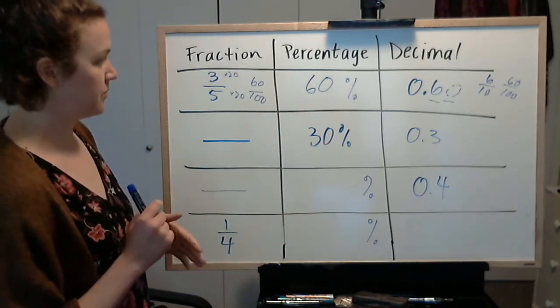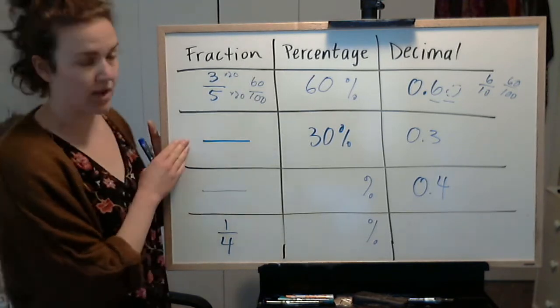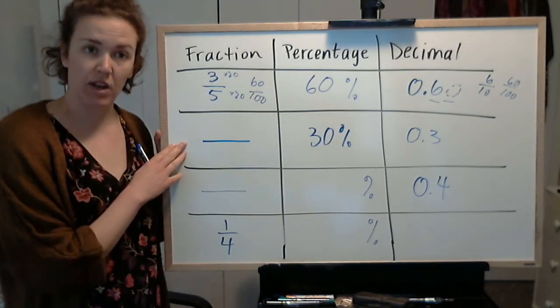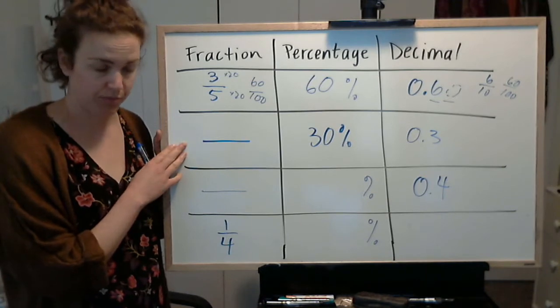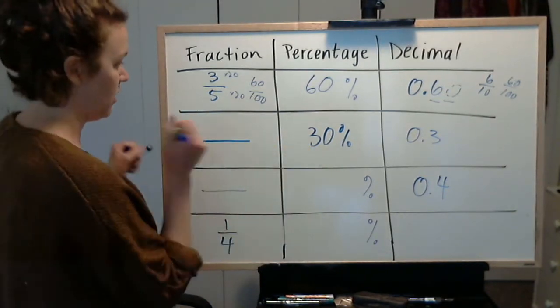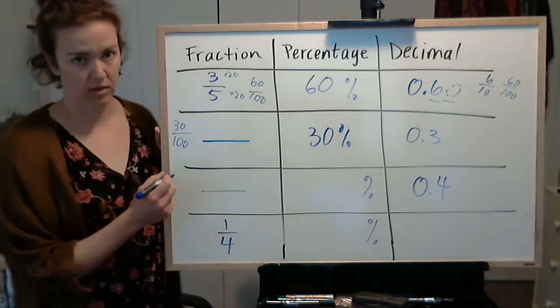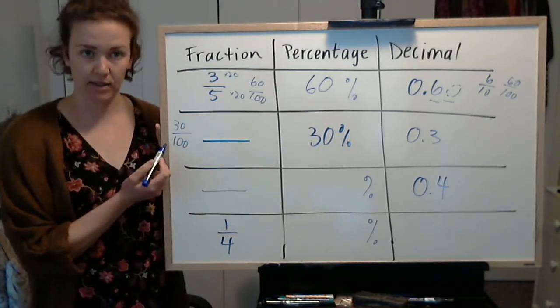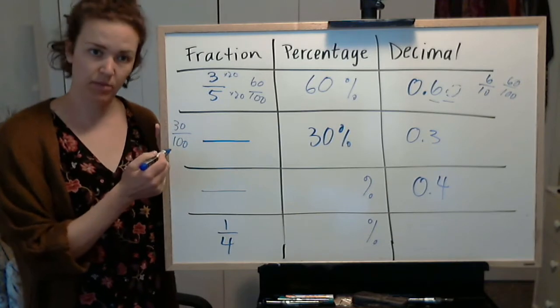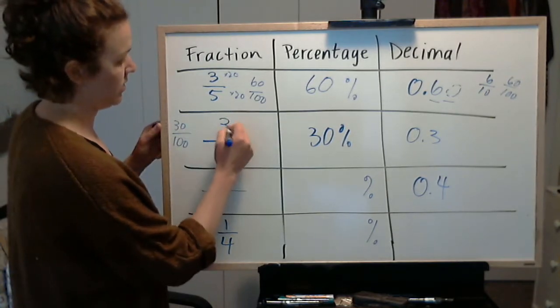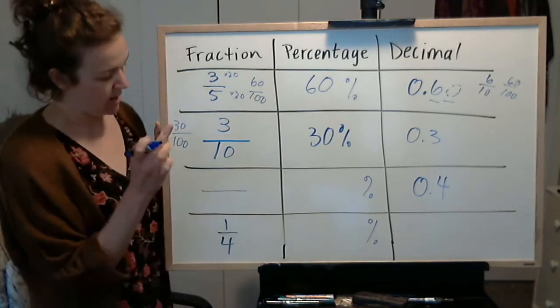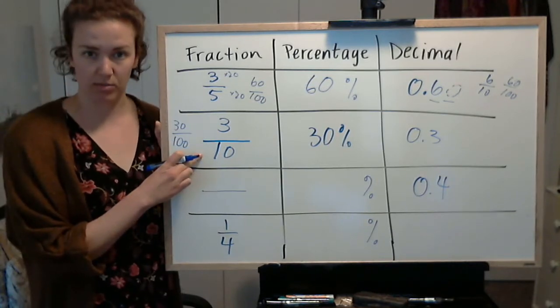Alright. This question is asking for the fraction, and remember, you're going to have to put the fraction in simplest terms. So 30% I know is 30 out of 100. But these are both divisible by 10. So I divide top and bottom by 10, and then I get 3/10. And now the fraction is in simplest terms.